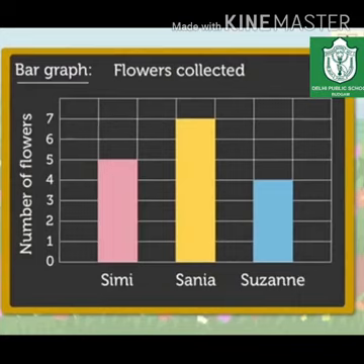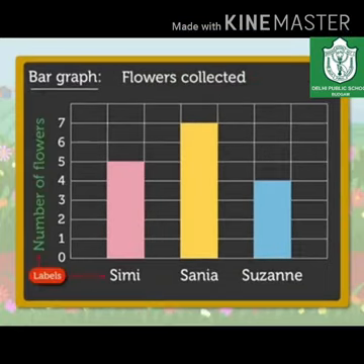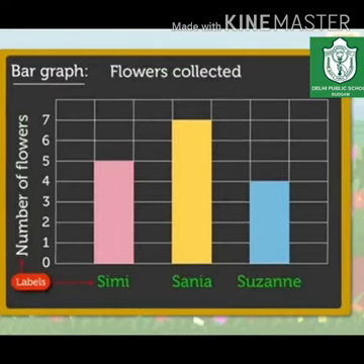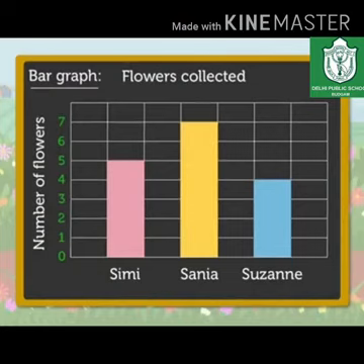First, every bar graph has a title which tells us what the bar graph is about. Second, both the side and the bottom of the graph have a label which tells us what kind of data is shown. Third, the scale tells us the number each block is equal to.